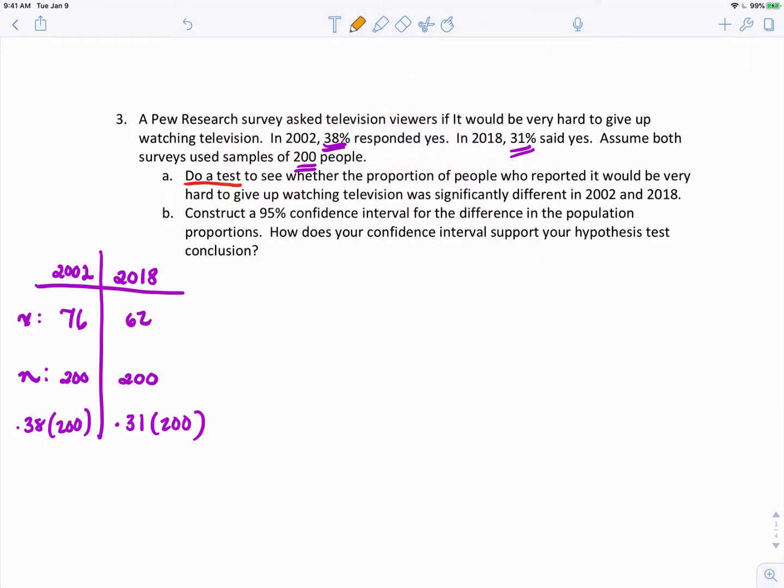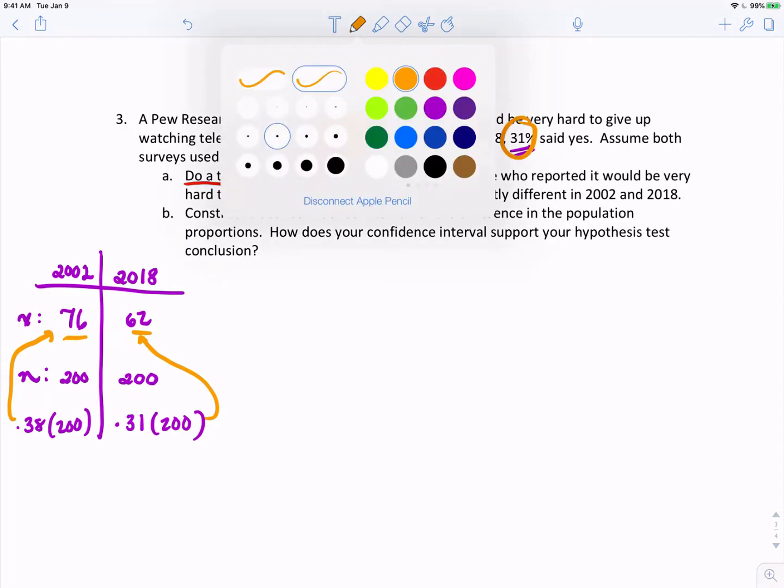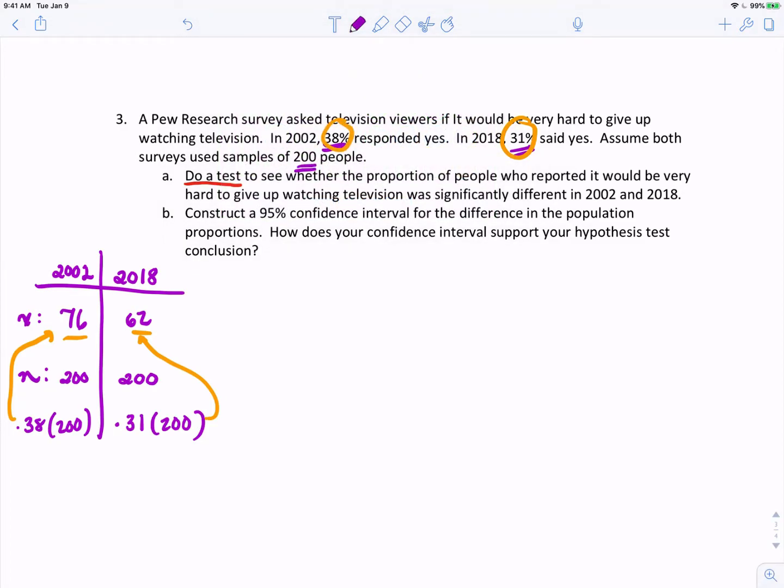So let me just remind you that the way we got these numbers is by doing these multiplications. Now we know that the sample proportions were different. One was 38% and one was 31%. But the question we're trying to answer is, do these two samples give us evidence that the population proportions were different? That if we were to ask all television viewers in 2002 and all television viewers in 2018, would those proportions of all viewers be different? All right, so we have to run a test.